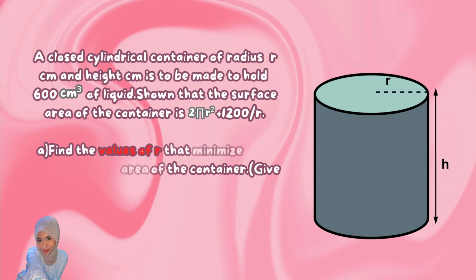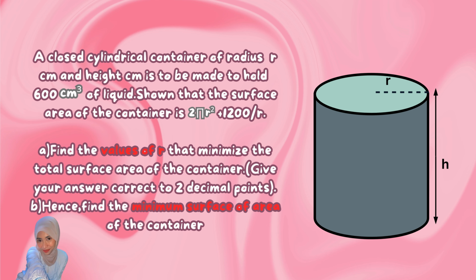So, we can see that a closed cylindrical container of radius r cm and height h cm is to be made to hold 600 cm³ of liquid. Show that the surface area of the container is 2πr² + 1200/r. We need to find the value of r that minimizes the total surface area of the container. Give your answer correct to 2 decimal places. And then, hence find the minimum surface area of the container.